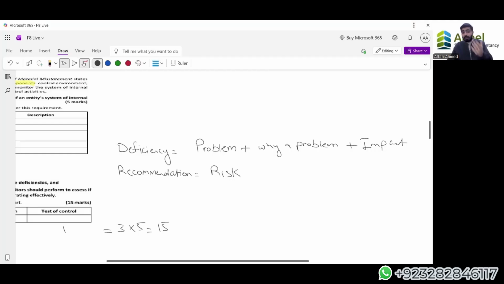Now, if I want to recommend them something, I have to keep in mind that the risk is that they might fail the exam. What will be my objective here? My objective will be to give them a recommendation to pass the exam. So identify the risk, then think of what will be the objective of the control you are recommending. The control I am going to recommend should achieve the objective that the student should pass the exam.